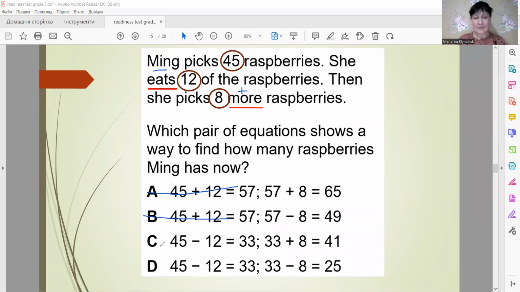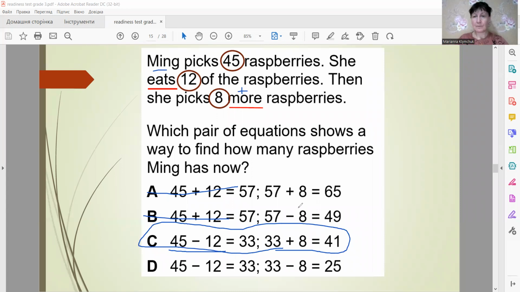And now what is left? C or D? Both of them start with minus. This is okay. Now we need to see the second one. Which one has plus? Okay, and we can see that here we have 45 minus 12, like we read in the story, and here we have plus 8. That's why this is going to be our answer, okay? This is how we are solving this.